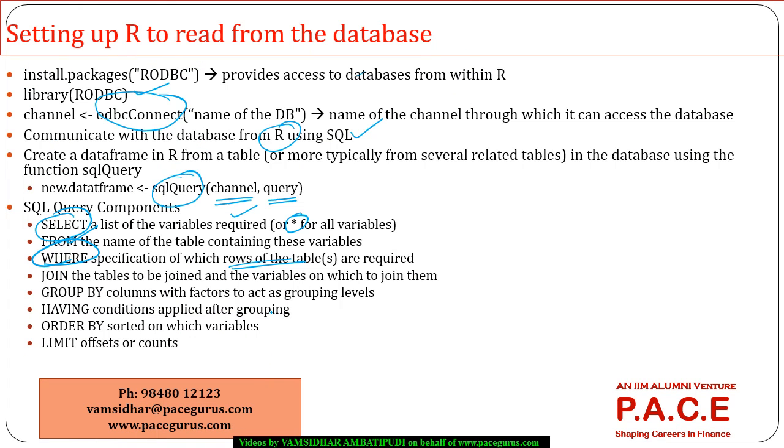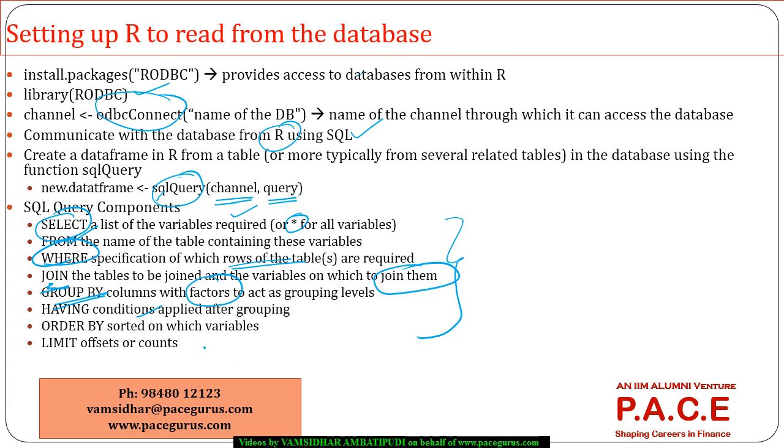So basically you are using where clause. Sometimes you can join, wherein you can combine two tables, right? And you have to specify on what variable you are trying to join. So these are all your SQL queries. You can do a grouping by. So you can do the grouping based on some of the columns. What factors act as grouping variables you have to give. Having is a kind of field that you are going to use in your SQL query, talking about conditions applied after grouping. So these are all your SQL commands.